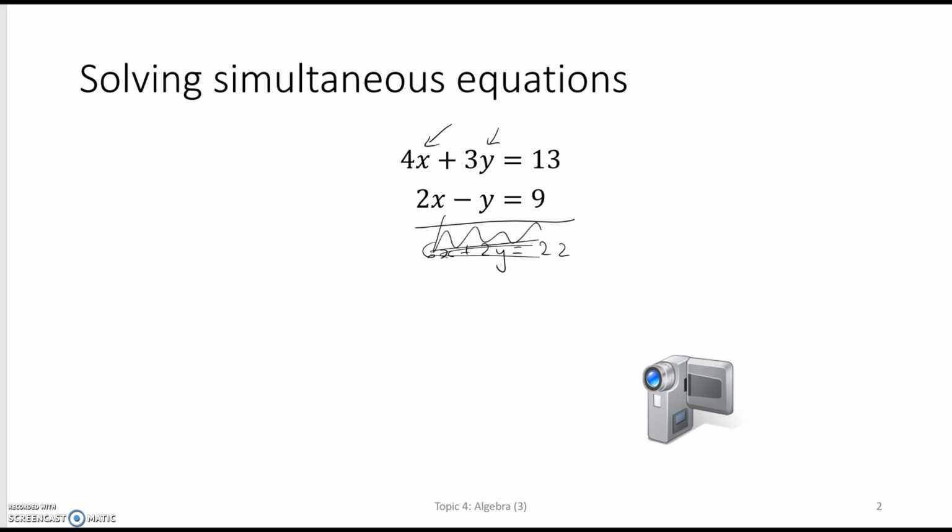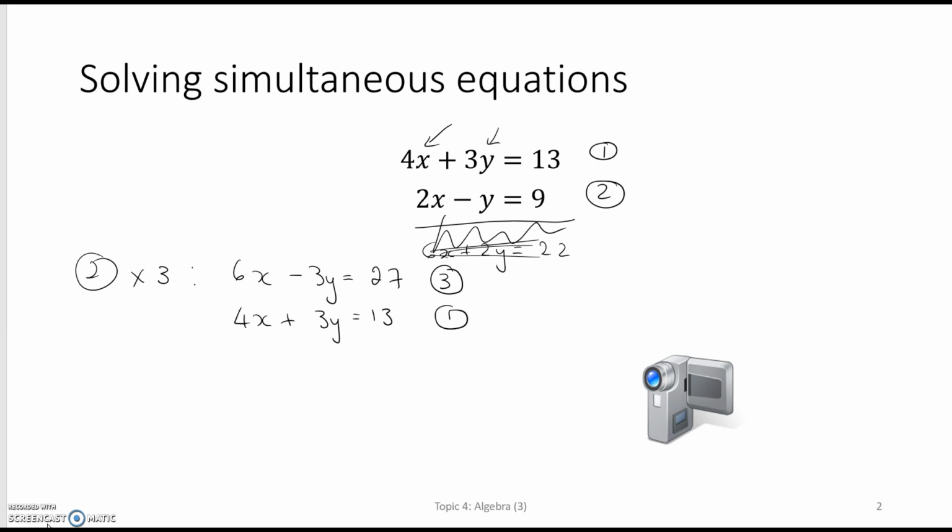Never mind. We go back and get it into a position where adding will get rid of one variable. Now have a look at this. If we call this equation 1 and this equation 2, and we multiply equation 2 by 3, then we've got 6x minus 3y equals 27. Give that a name, call it number 3, and let's put in the original one.